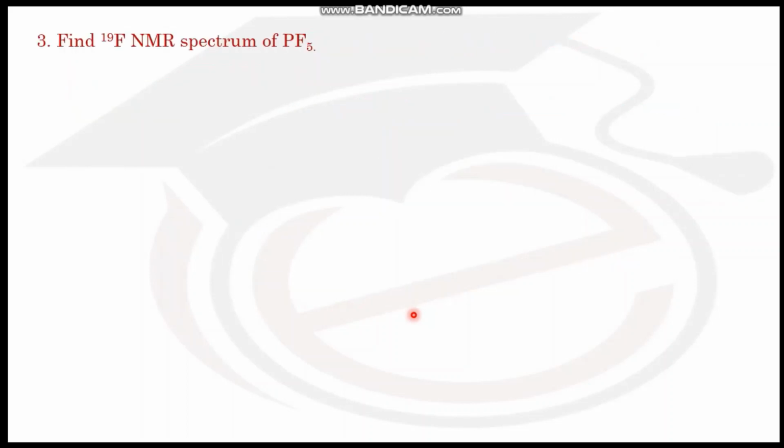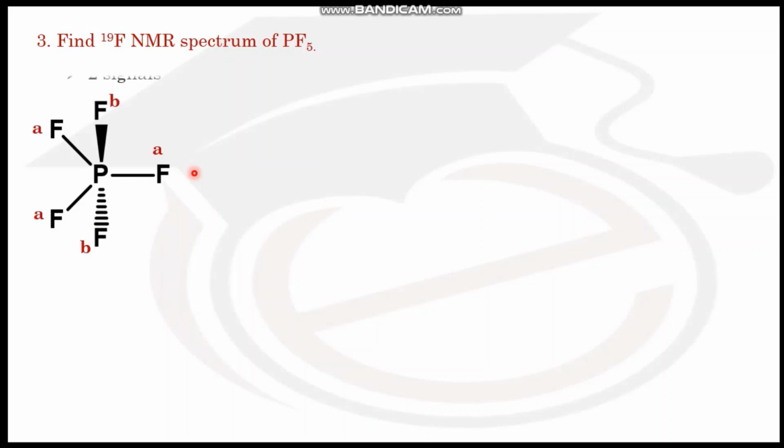Okay, next question: find the F19 NMR spectrum of PF5. We already did PF5, but there was a condition, that is at room temperature. Here there is no condition. In the earlier case, we said there are 3 equatorial fluorines and 2 axial fluorines. That means 2 types of fluorines are there, one equatorial and the other axial. So it will give 2 signals. PF5 will give 2 signals if conditions are not mentioned.